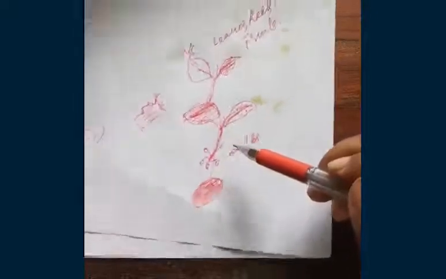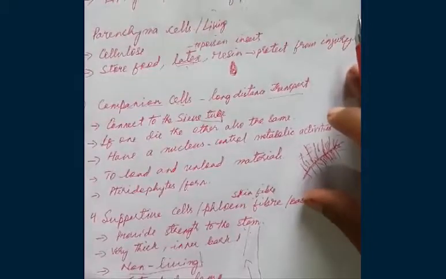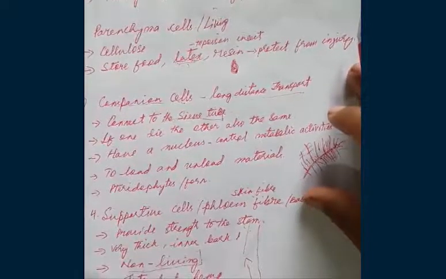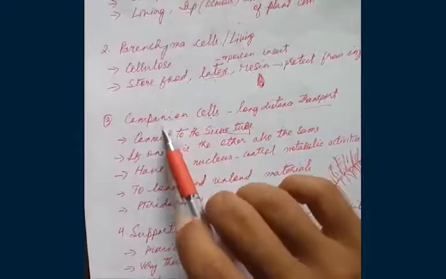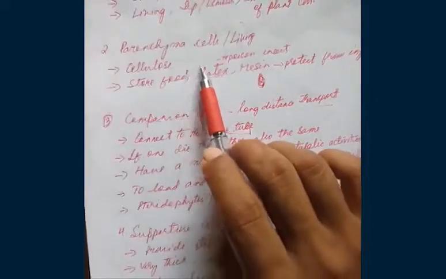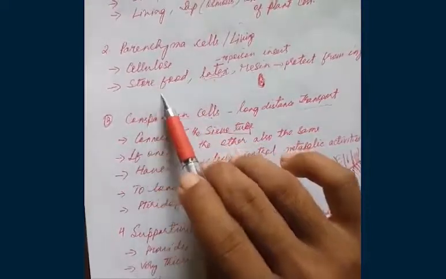Which part of the phloem tissues are responsible? Which one? It is the parenchyma cells, which are responsible for the storage of food. So it is very important.